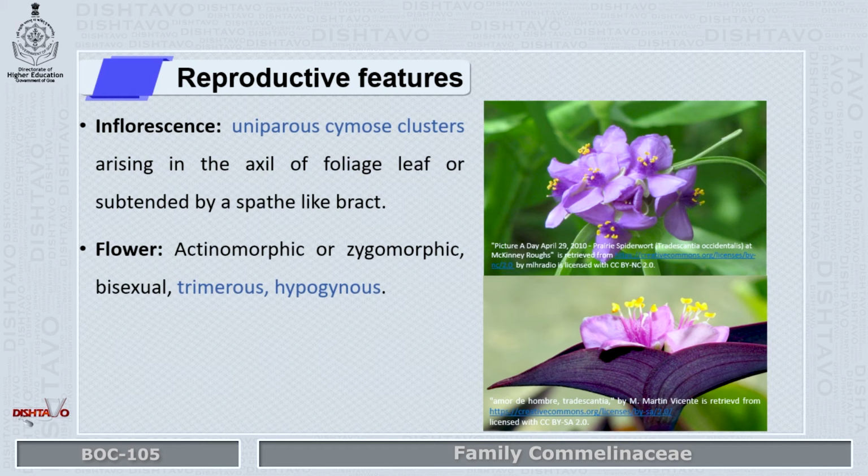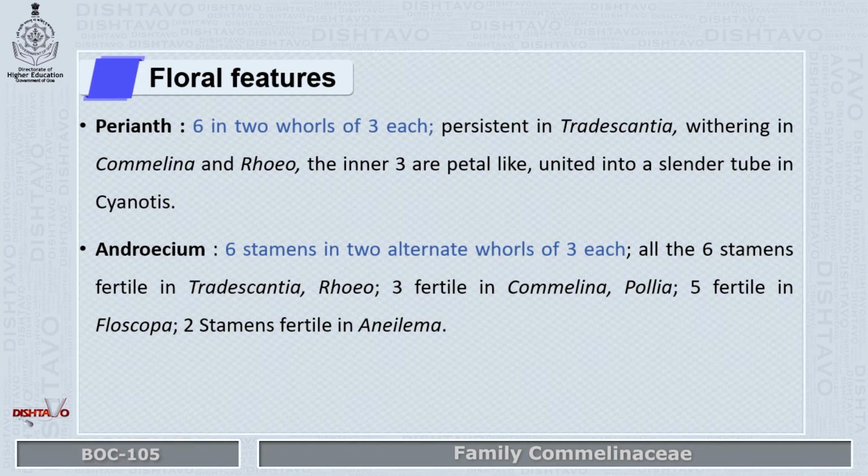Inflorescence is a uniparous cymose cluster arising in the axils of foliage leaves or subtended by a spathe-like bract. You can see this is the inflorescence, that is the cyme, and this inflorescence is coming from a spathe-like bract. The flowers are actinomorphic or zygomorphic, bisexual, trimerous, and hypogynous. Perianth is 6 in 2 whorls of 3 each. They are persistent in Tradescantia, whereas withering in Commelina and Rhoeo. The inner 3 are petal-like, united into a slender tube in Cyanotis.